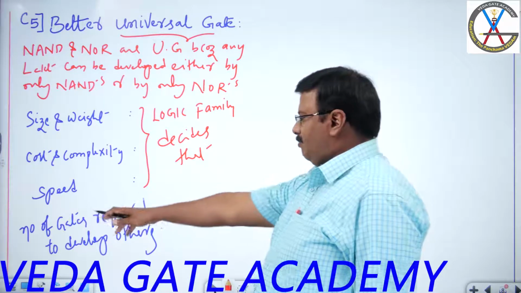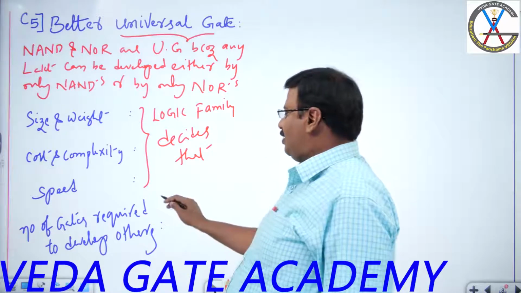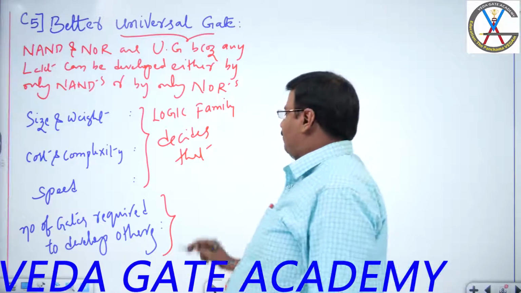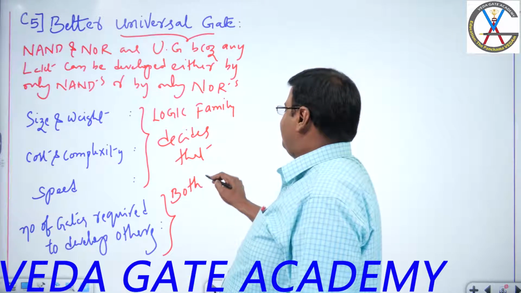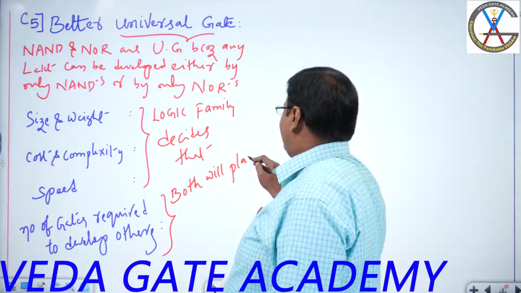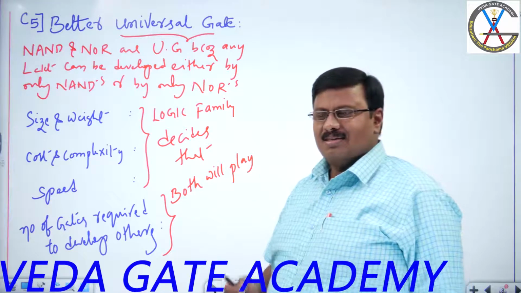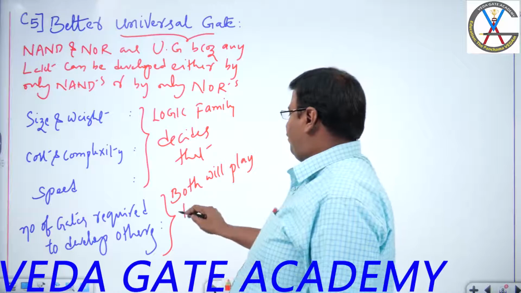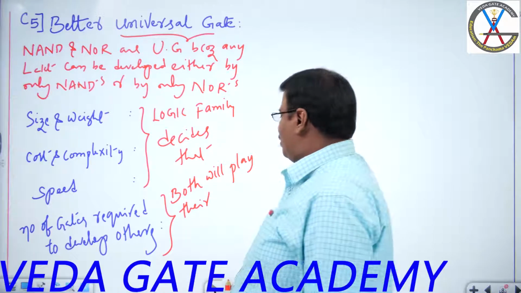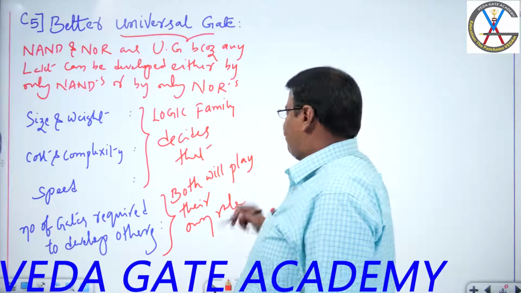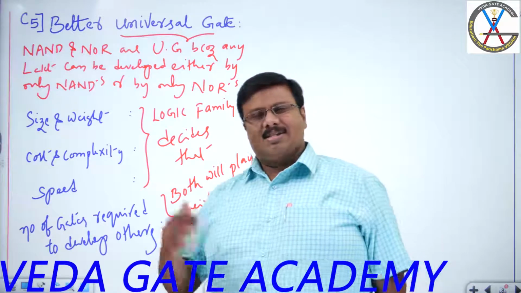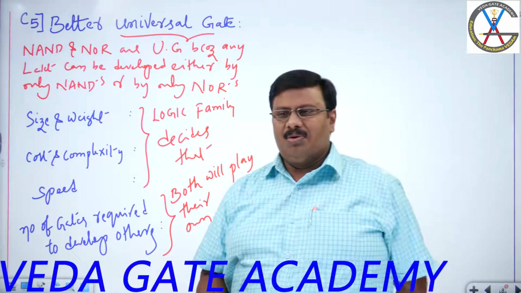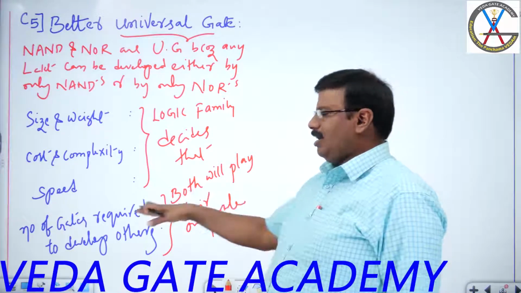Now come back to the number of gates required to develop other gates, whether NAND is better or NOR is better. Many will say NAND, and in some cases NOR. Will both play the same role or a different role? Neither the same role nor a different role, their own role. I repeat, in some cases NAND is better, in some other cases NOR is better. In one circuit NAND takes fewer gates, in another circuit NOR takes fewer. We cannot conclude until we declare the circuit.